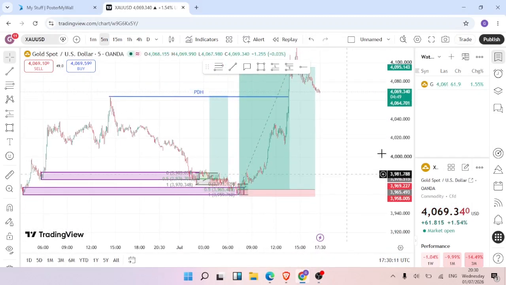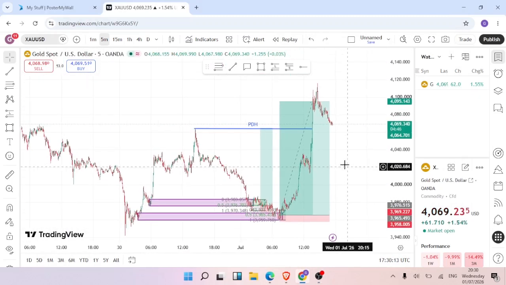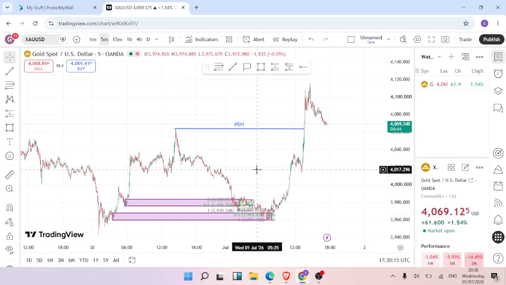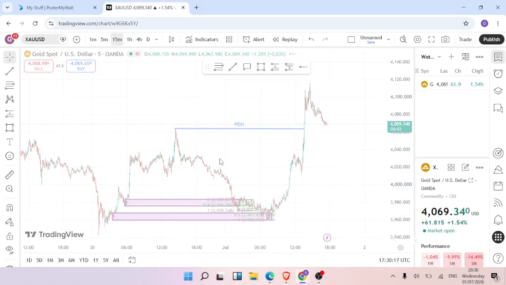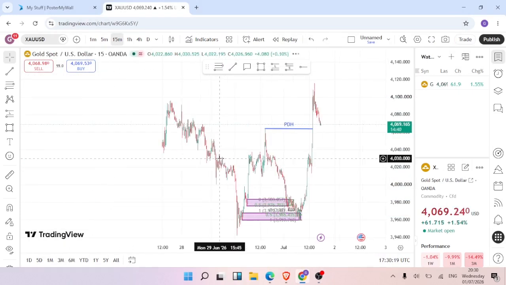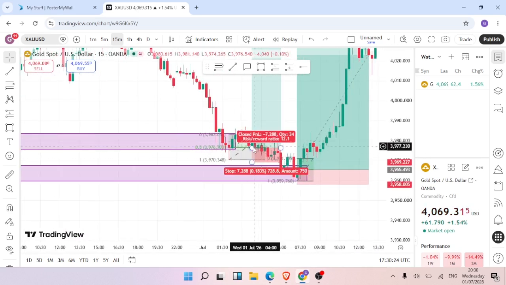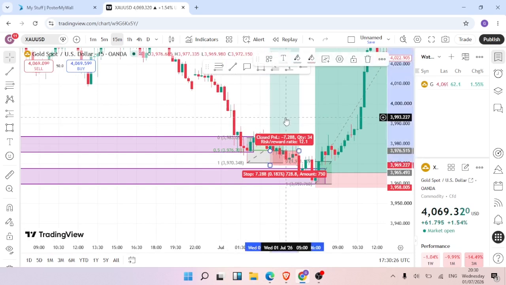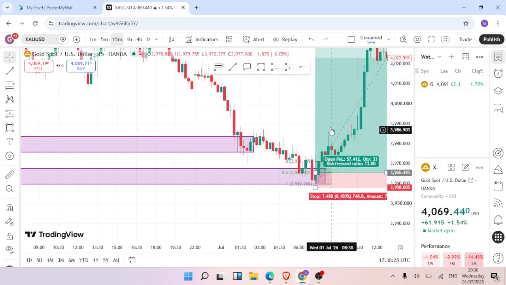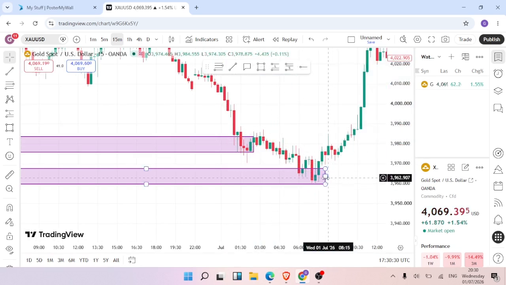So today let's look at this setup. This is XAUUSD, 15-minute time frame. This was today's price action. So the first idea was around here. Let me remove this and this so that we can start again afresh.